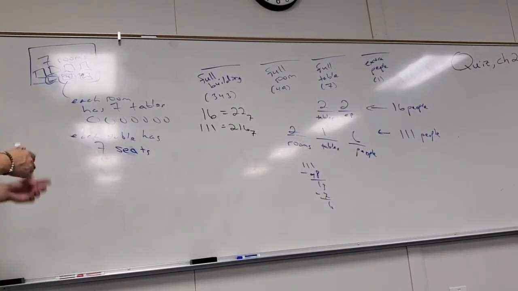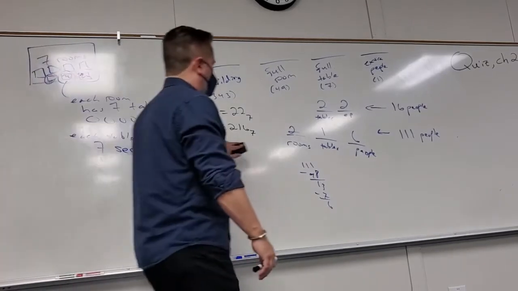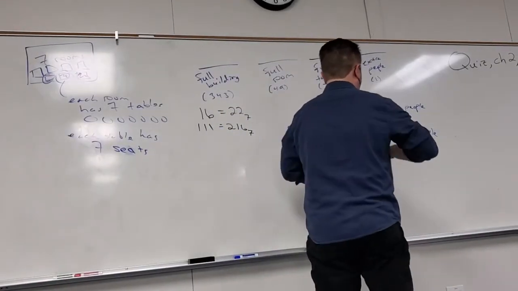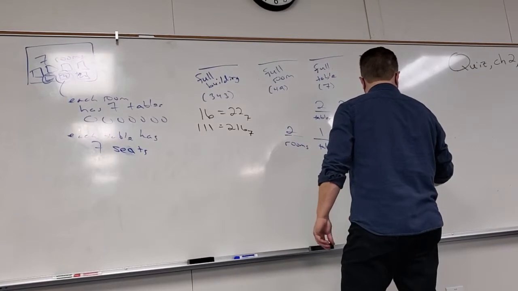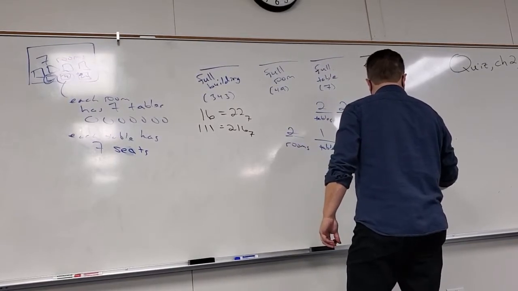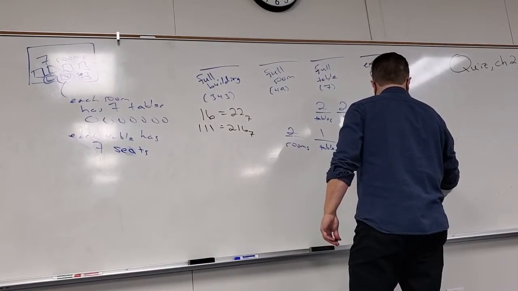Okay. So one last one. You guys do this one real quick. What about if I had, what do you got, Jeff? 346 people.